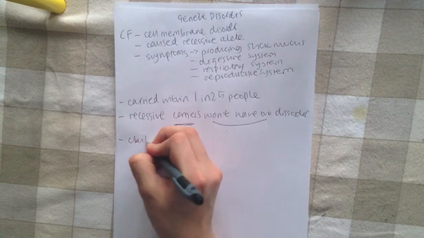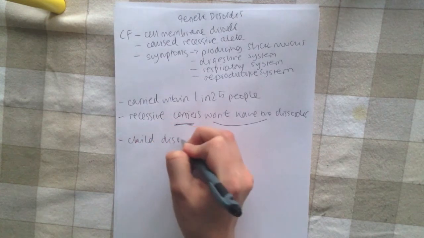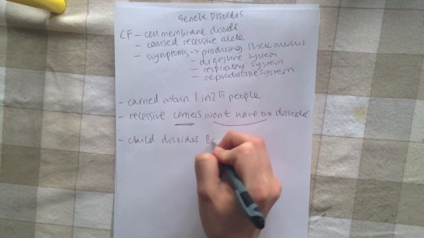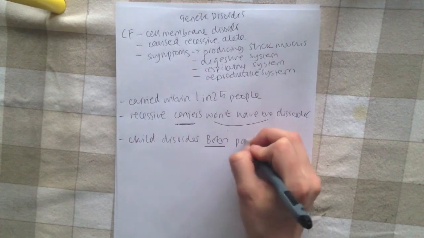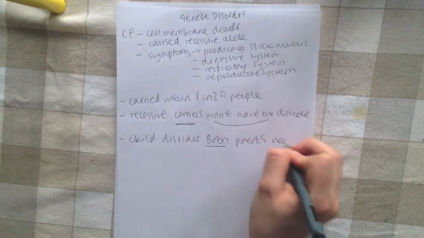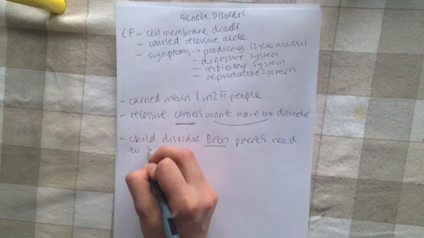For a child to have the disorder, both parents need to be carriers or sufferers.